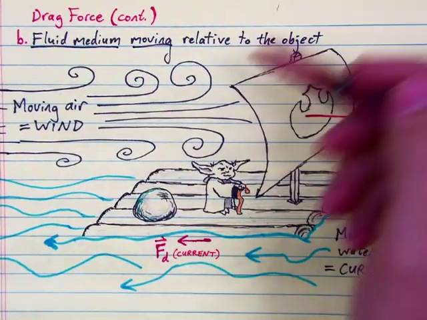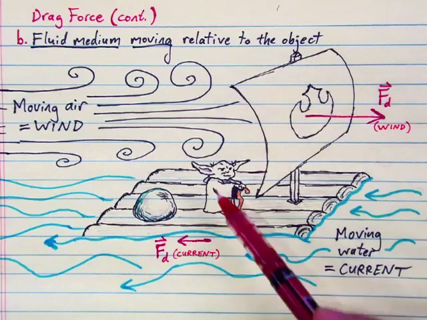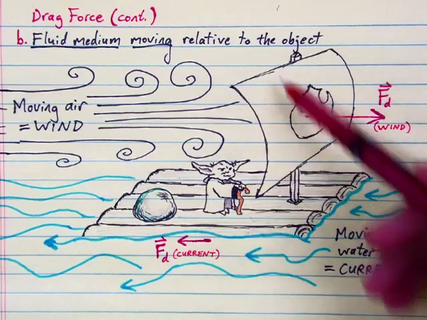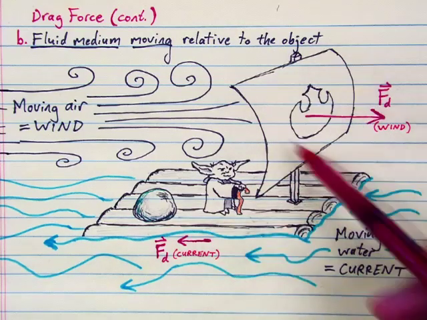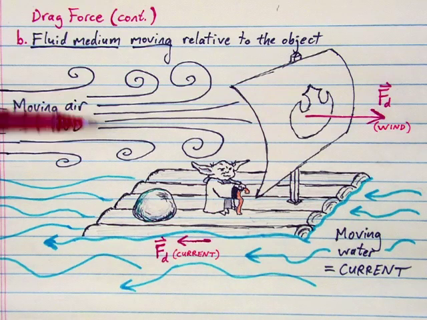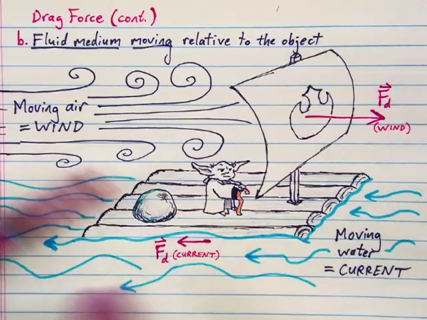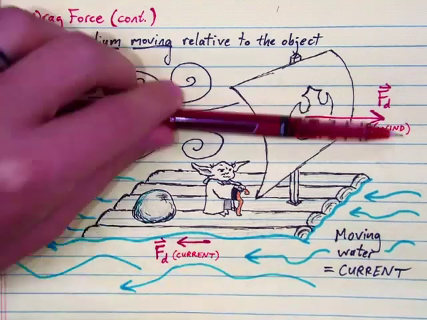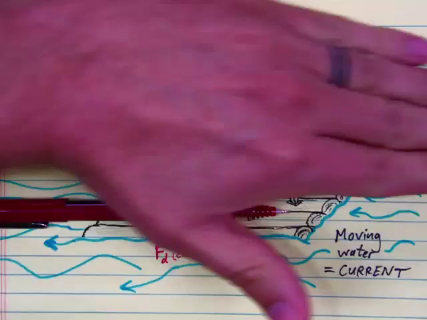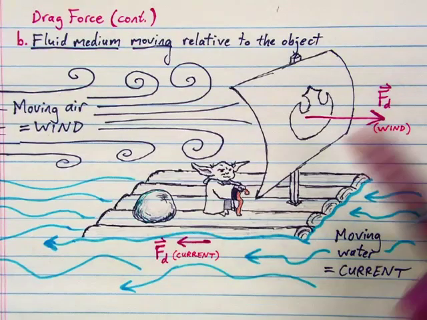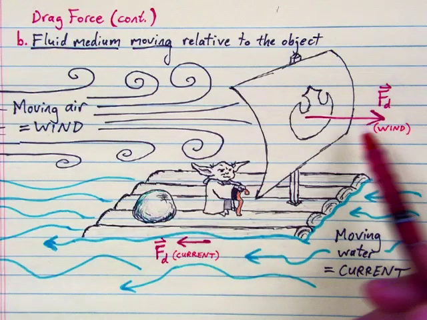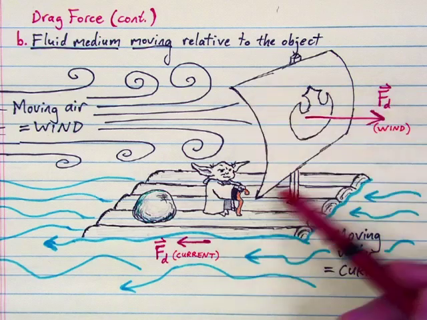Your fluid medium could be moving relative to the object. So here we've got this raft with a sail. That's the object we're considering. And we've got a wind moving at a greater speed than the raft is. So you would feel the wind blowing. That's because the air is moving at a speed greater than your speed. And that wind hitting the sail here, that's going to exert a drag force on the sail.